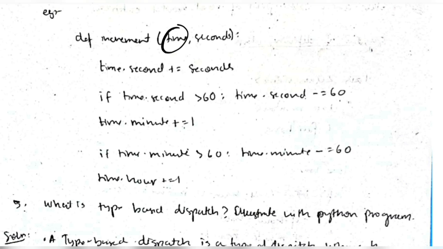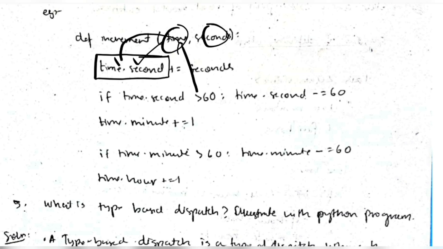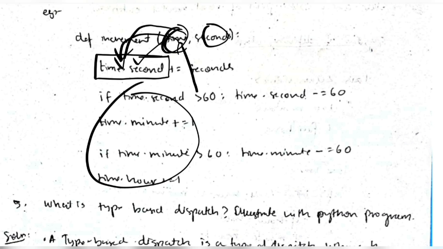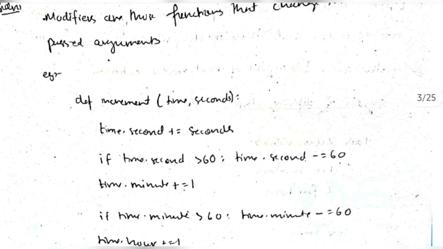Here these are the two arguments passed, time and seconds. Now as you can see here, time.seconds is getting modified. The arguments which I have passed here are getting modified inside the function, inside the class. So this is known as a modifier. You can print also, you can do all the things which a pure function does, but since the value which I have passed as an argument is getting modified here, it is called a modifier function. That's all you have to write, and give the example.